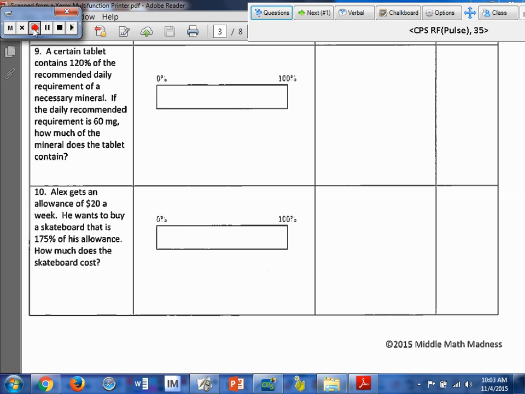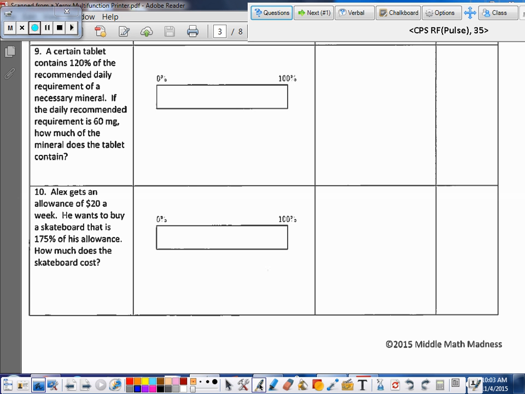According to the words in here, it says, if the daily recommended requirement, that's what the doctors think you should have normally. So then 100% is how many milligrams? 60 milligrams. So the whole bar is 60 milligrams. That's what a normal amount would be. Good job, Adrian. You have it all done. Nice. So we have 60 milligrams for the whole bar. So we'll go ahead and mark that on the bottom.